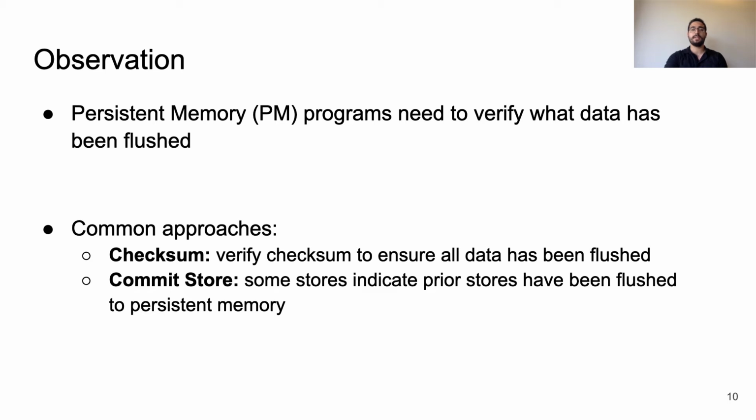One common technique is to write a checksum with data and in the recovery procedure, read that checksum to verify that the data was persisted correctly. Another technique is to use commit stores. These commit stores indicate that prior stores have been successfully flushed to persistent memory, and in post-crash, the program just reads from these stores to determine the data is consistent.